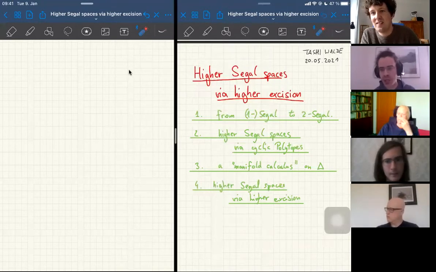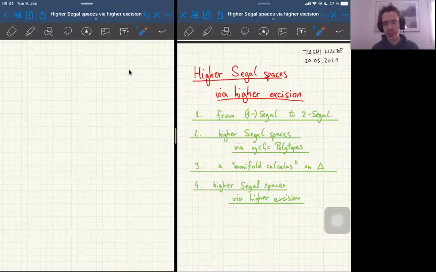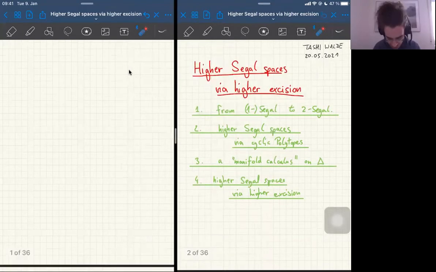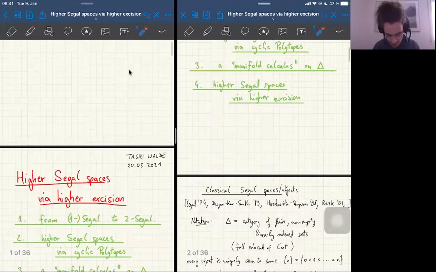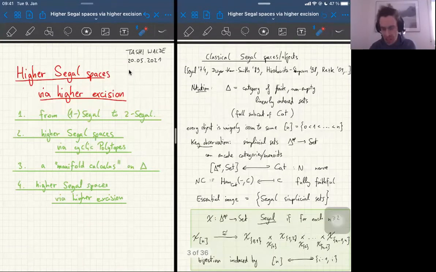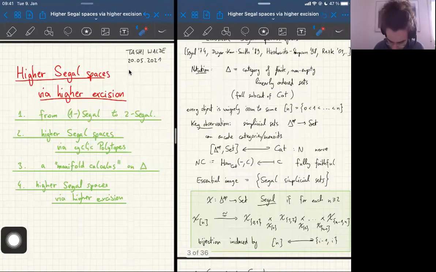So today I'm going to talk about things I did in my PhD thesis regarding higher Segal spaces, which are these higher homotopical structures. But before I can get to them, I have to give a little bit of background, starting with the classical Segal spaces, which probably many of you know, but just to make sure I'll quickly recall what we're talking about, since maybe not everybody has seen this.